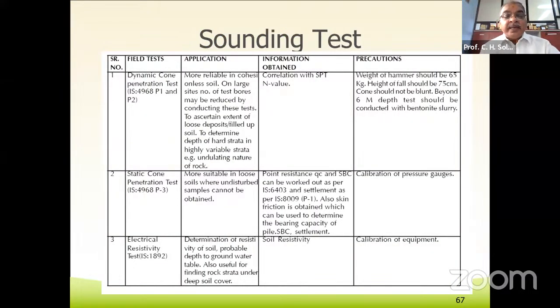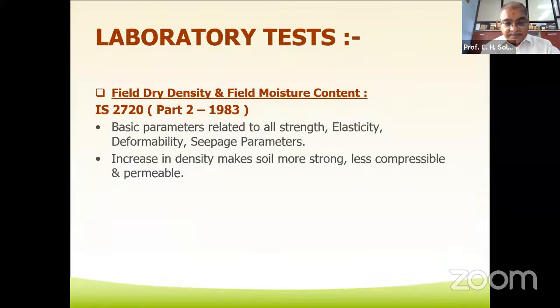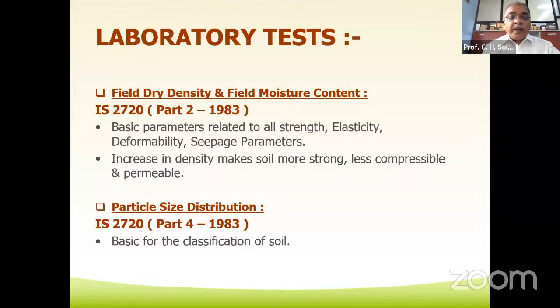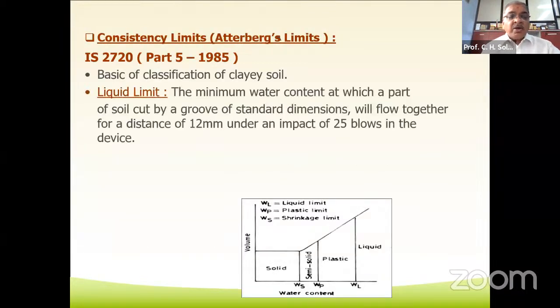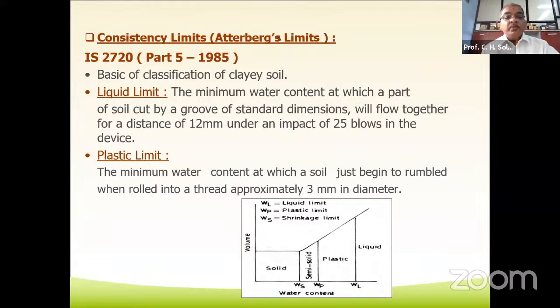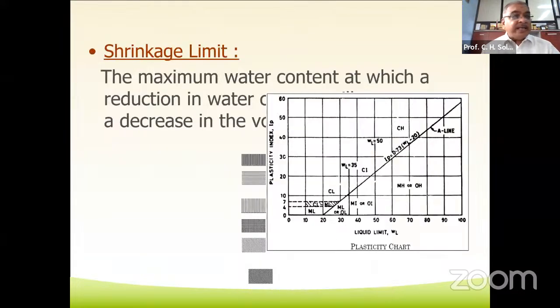Here, what are the tests to be conducted as a part of the sounding test? Some of the tests have been discussed here in this presentation. How to find out the field dry density and moisture content, you may be familiar with this. You are also familiar with the particle size distribution curve. You also know about the consistency limits and their significance. You also know about the shrinkage limit and classification of fine grained soil using the Casagrande plasticity chart.